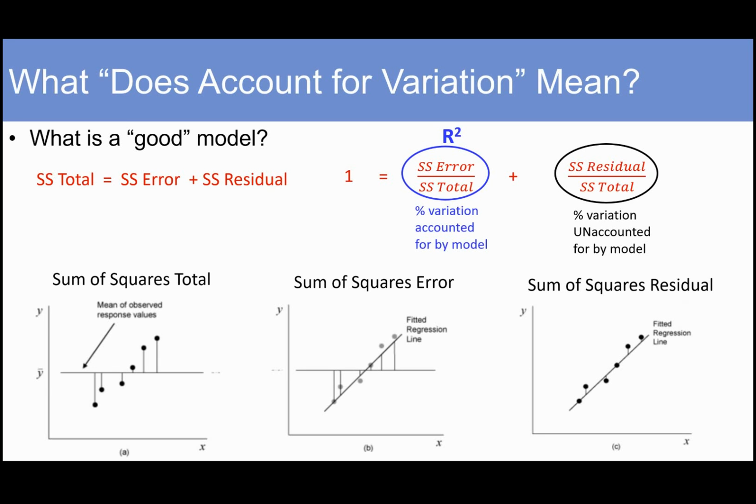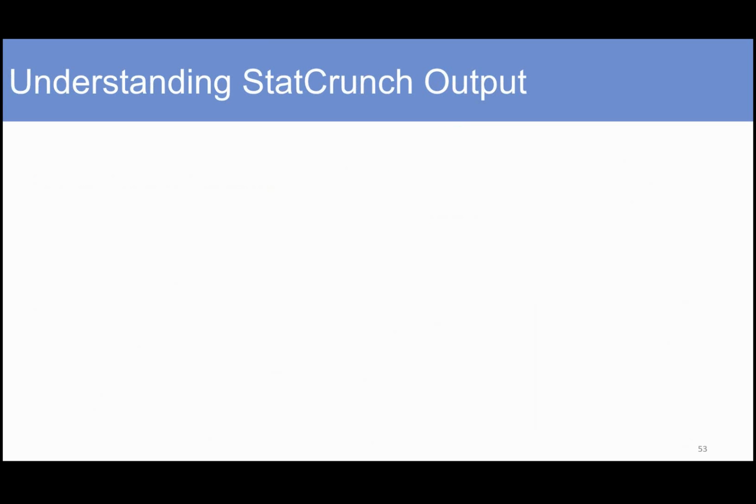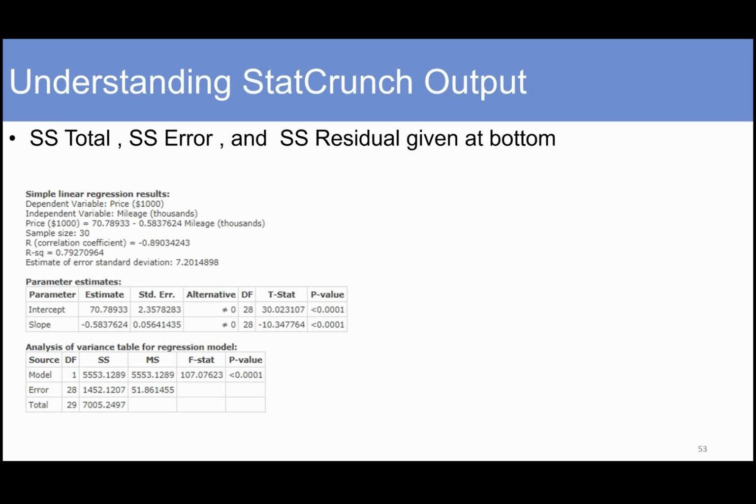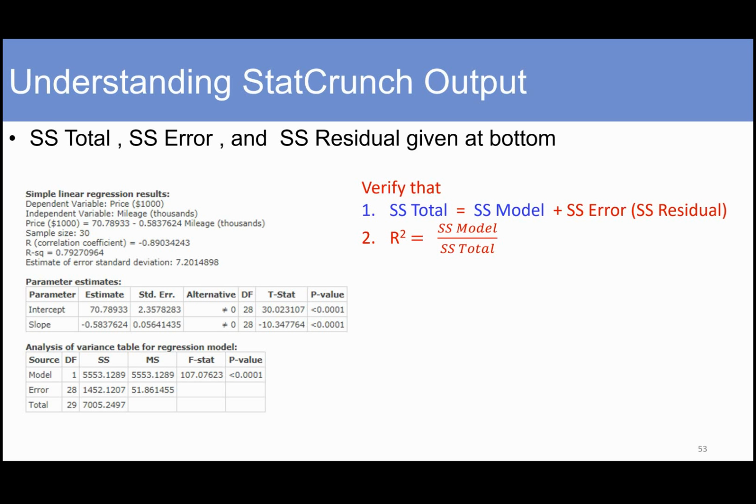And so I don't expect you to get into a deep understanding of that, but this is what it means when we talk about accounting for variation. Okay, so if you look at the StatCrunch output, and I'm not going to belabor this point, you can convince yourself that the sum of squared model plus the sum of squared error is the variation accounted for by the model. The variation unexplained is the error in the model. The total, convince yourself they add up, and that this divided by this gives us R squared. So you can do that, okay?